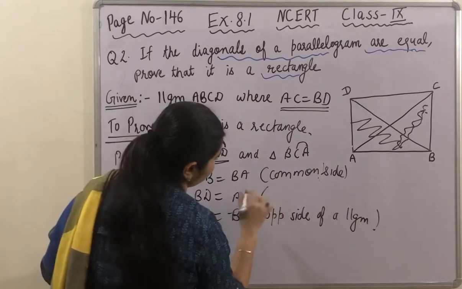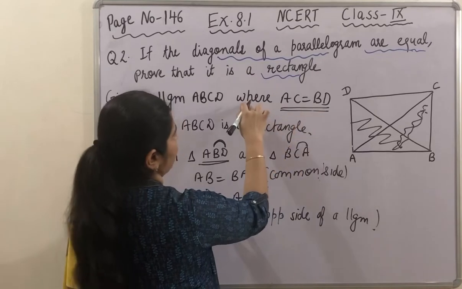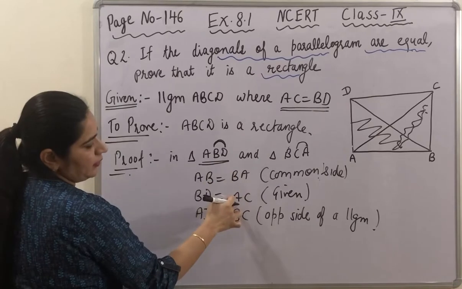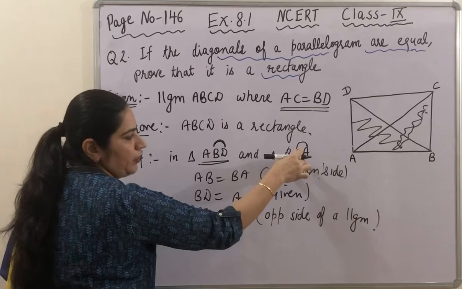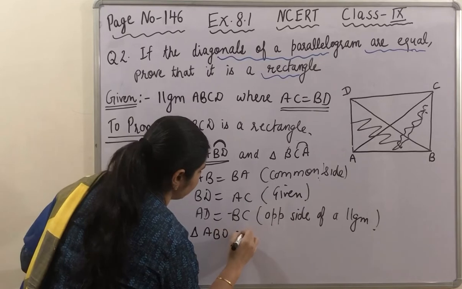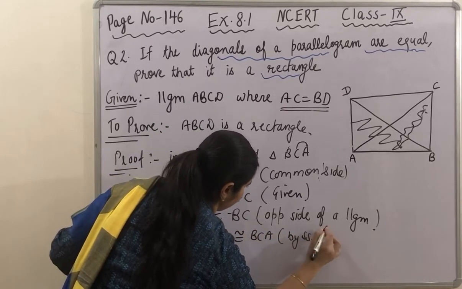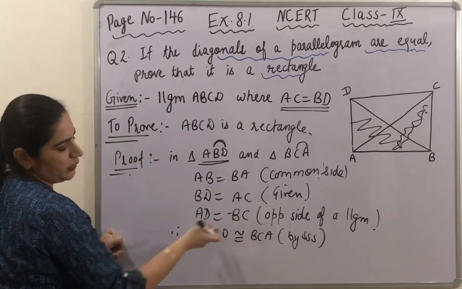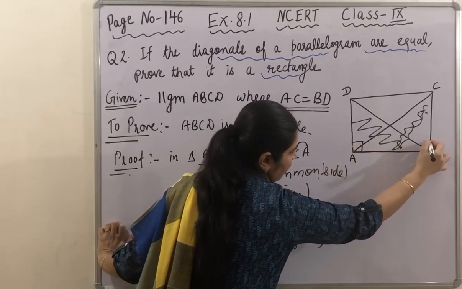Here I haven't mentioned the reason. You have to write down the reason. BD is equal to AC is given condition. So we'll write here given. First side, second side, third side, all the three sides are equal, therefore triangles are congruent by SSS criteria. We'll write here, therefore ABD is congruent to BCA by SSS criteria. If both the triangles are congruent, we'll use the concept of CPCT, corresponding parts of congruent triangles. We can write these two angles are equal.